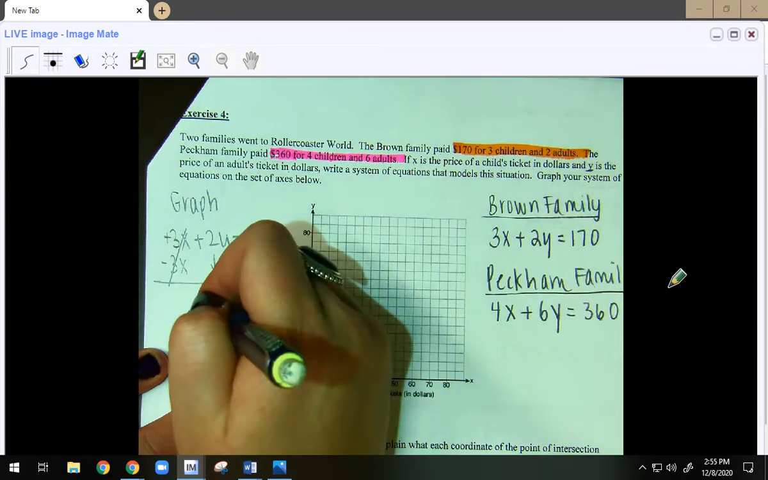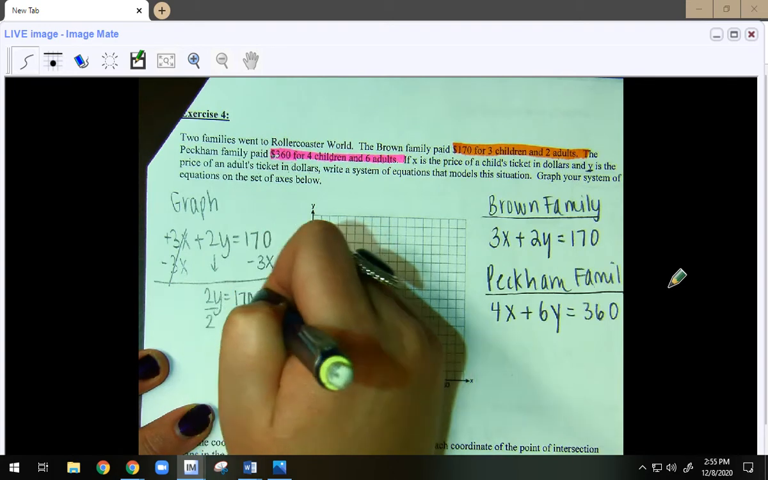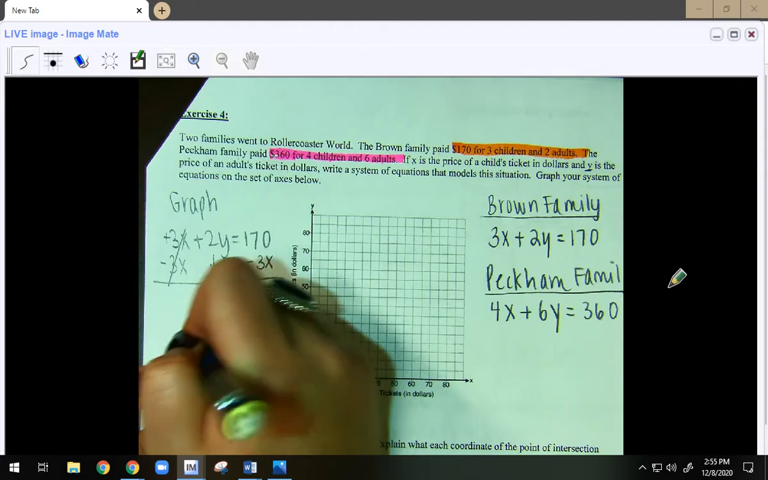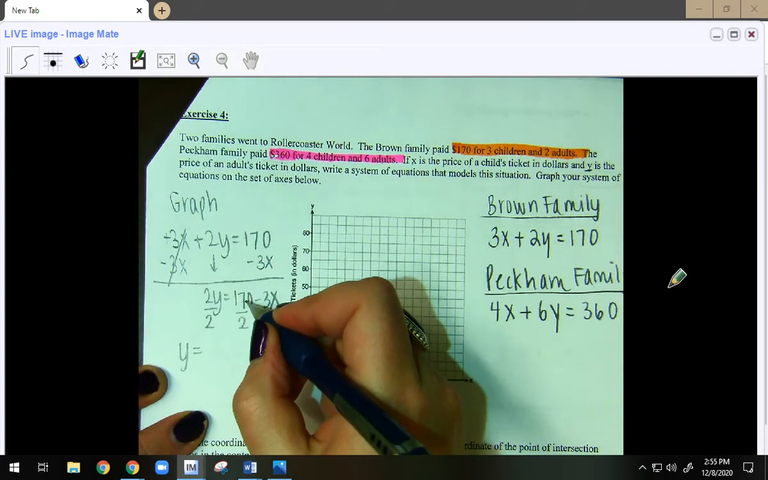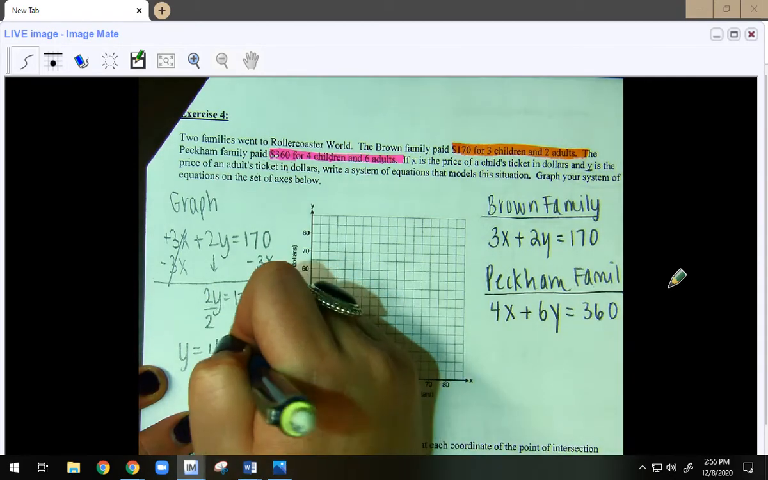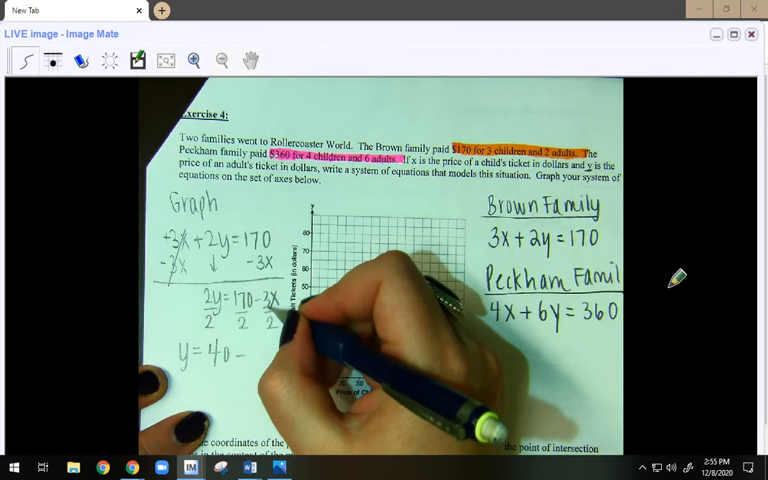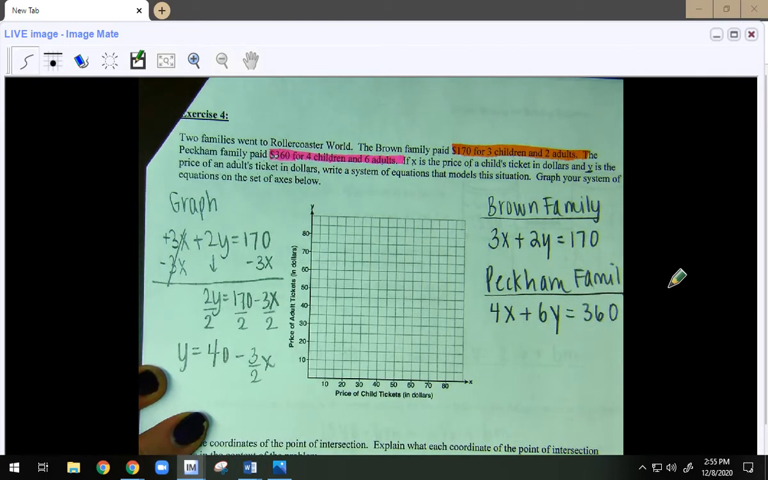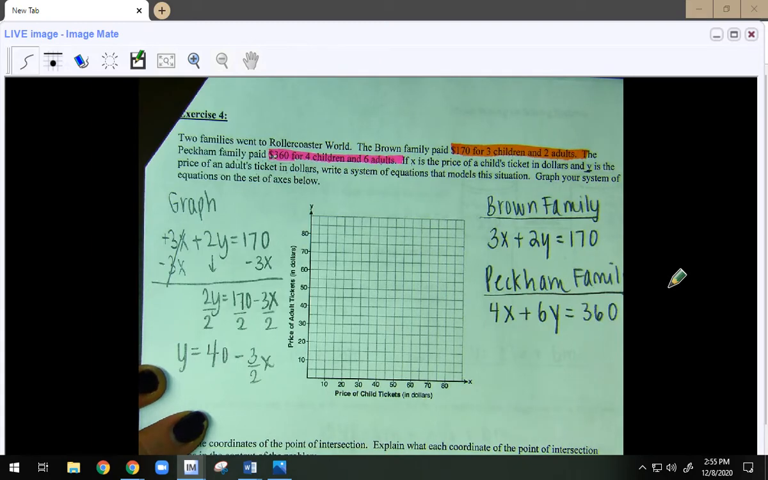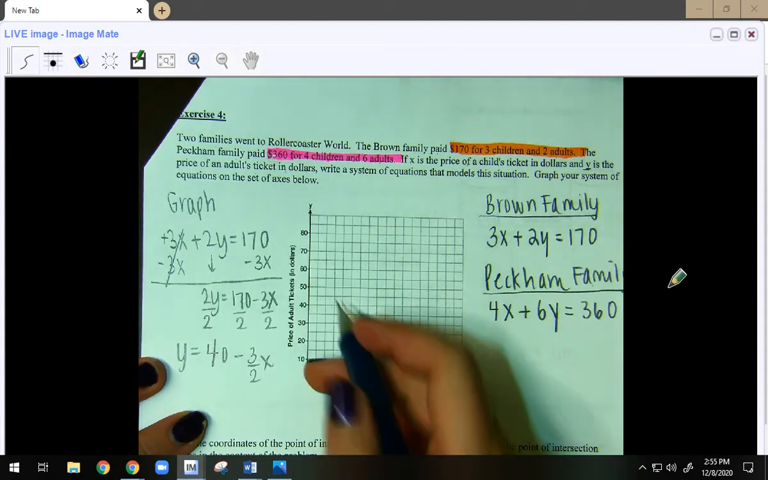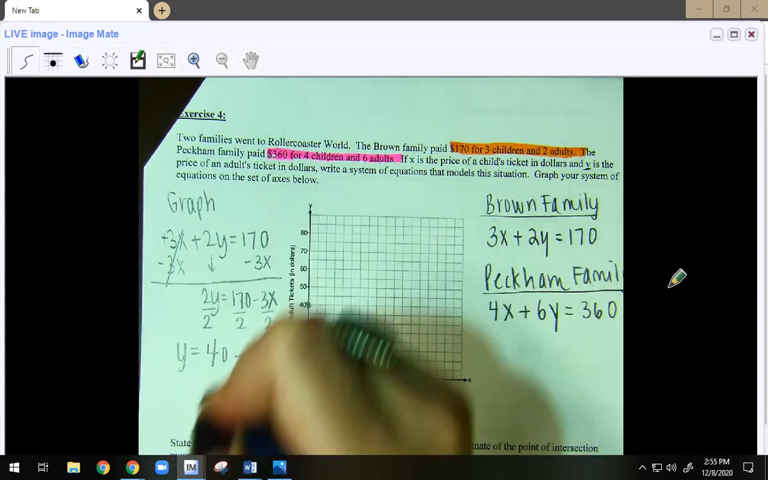All right, and the last one says to divide by 2. Alrighty, so what am I left with? Y equals 170 divided by 2 is 40. And I cannot simplify this down any further, so it's just going to go with me for the ride. Okay, so let's draw this line. So my y-intercept tells me where to begin, and it says, hey, begin when y equals 40. So where does y equal 40? It equals 40 right here.